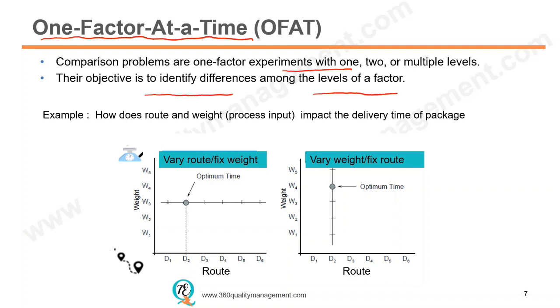In our package delivery example, we would like to know how the route and the weight, which are the process inputs or factors, will impact the delivery time, which is the Y, or the response of the experiment. So in this case, there are only two factors to be studied, where we vary the route and fix the weight, or we vary the weight and fix the route, to check which one has a bigger impact.